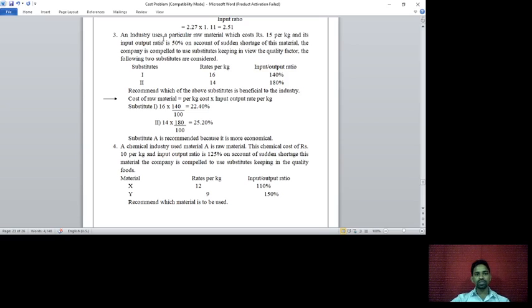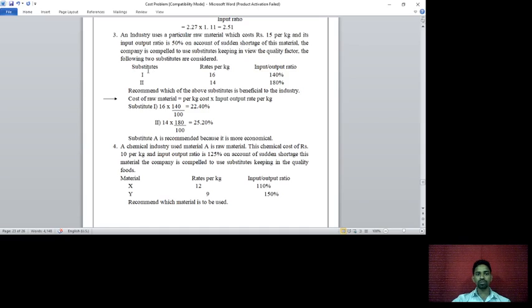An industry uses a particular raw material. So one type of industry is there, and daily they are using one regular material, which is rupees 15 per kg, and its input output ratio is 50%. But there is a lack of this material, it is not available. This means there is a shortage of this product, so some substitutes are there.